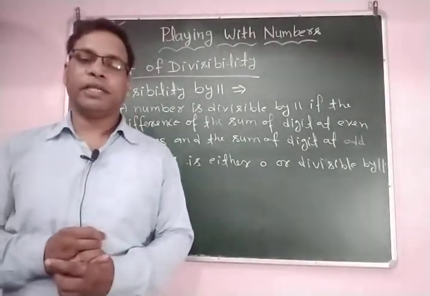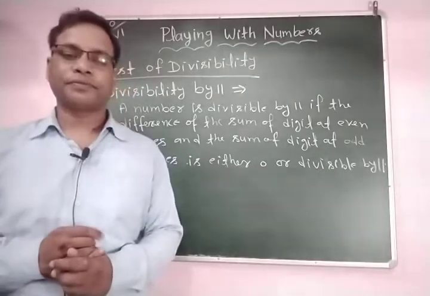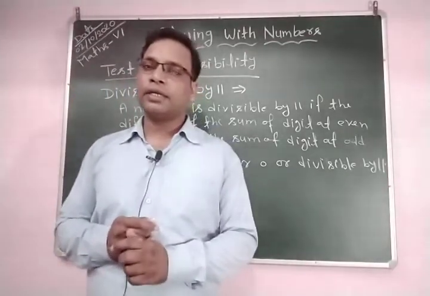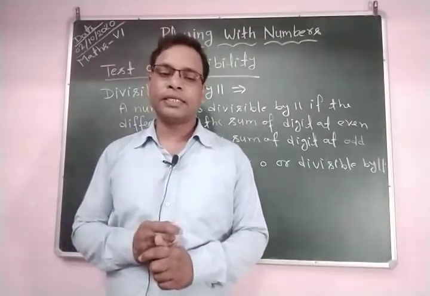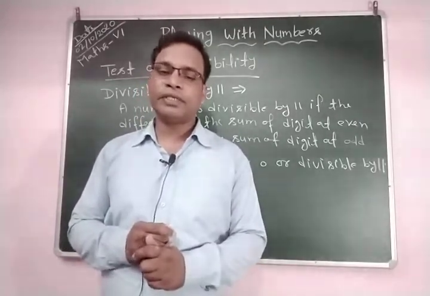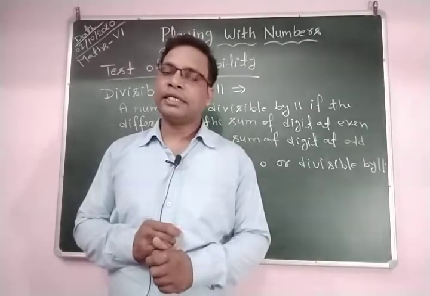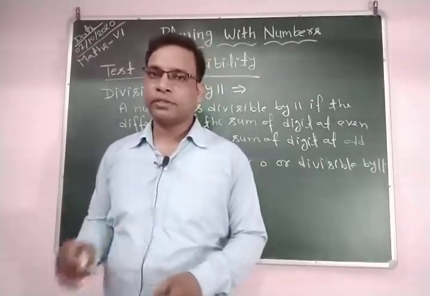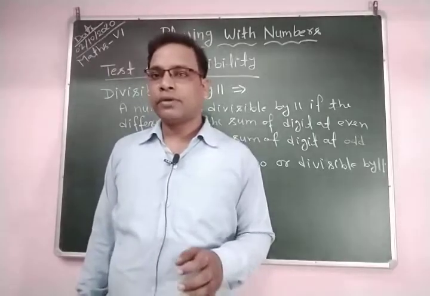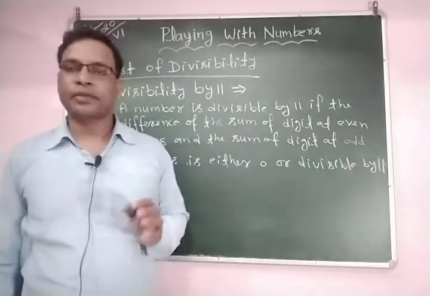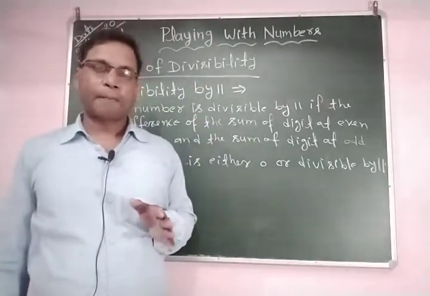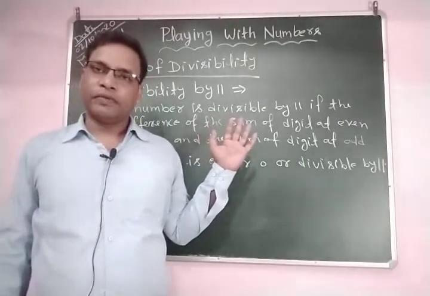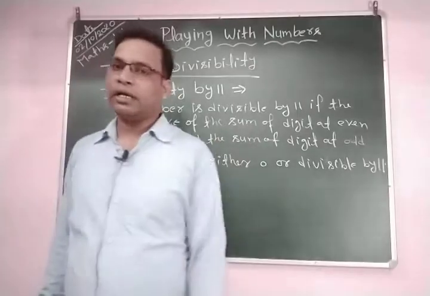A number is divisible by 11 if the difference of the sum of digits at the odd places and the sum of digits at even places is either 0 or divisible by 11. So now we are going to take one example to check whether this number is divisible by 11 or not.